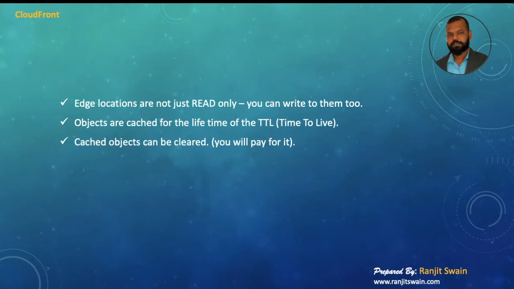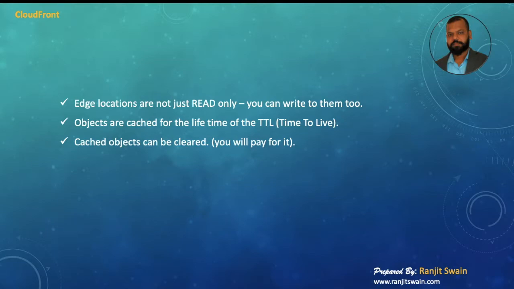So objects are cached for the lifetime of the TTL. So what is TTL? TTL is time to live. That means whatever objects we are caching, you can set the TTL for them, how much time it will store the data, and how long you can store your data in the cached area. And the cached objects can be cleared. You can clear the cached objects stored in the edge location, but you have to pay for it. Amazon will charge for that.